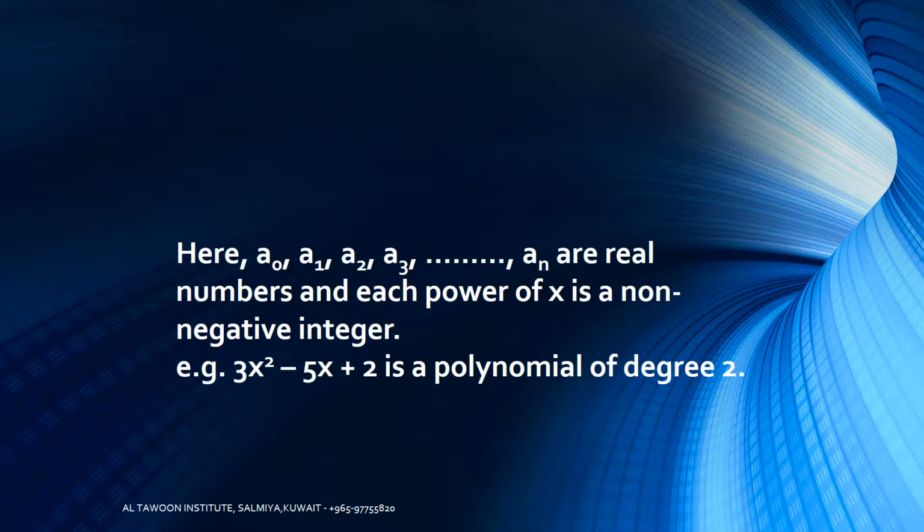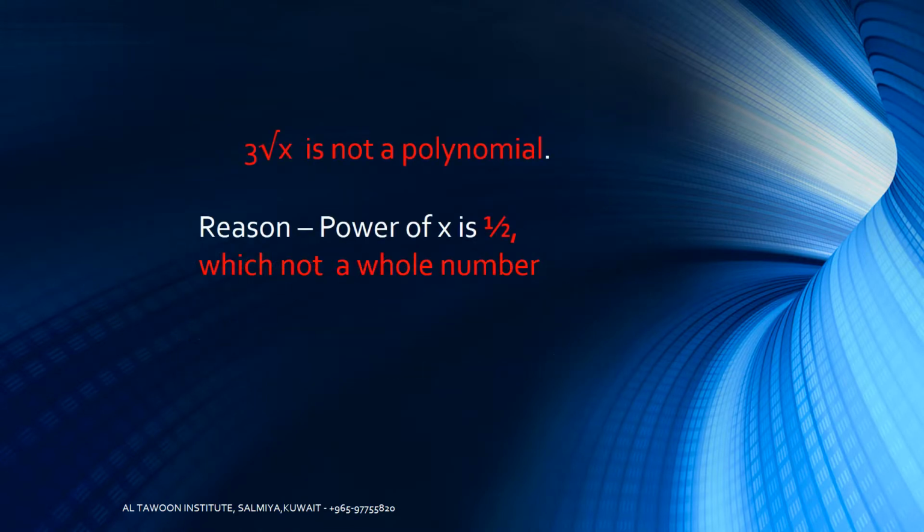For example, 3x² − 5x + 2 is a polynomial of degree 2. 3√x is not a polynomial. What is the reason for that? The power of x is half, which is not a whole number.